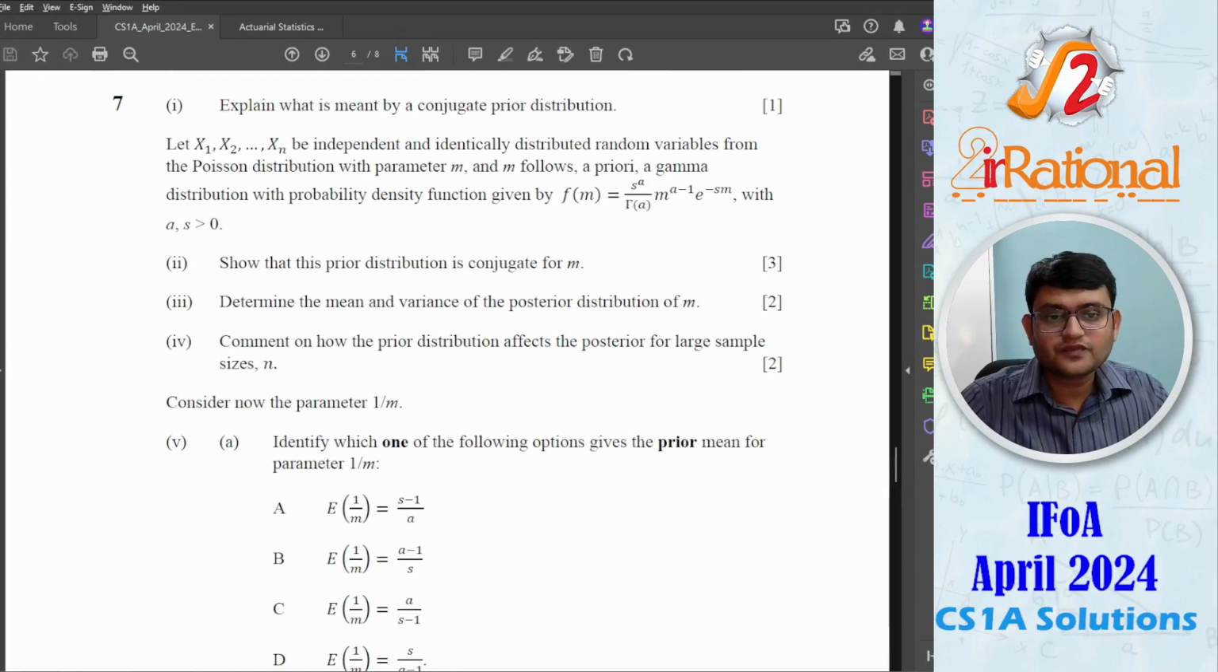Question number 7. First part, explain what is meant by conjugate prior distribution. So you just have to write the definition. Then let x1 to xn be independent and identically distributed random variables from the Poisson distribution with the parameter m, and m follows a priori a gamma distribution with a probability density function given by this. So we have a and s as our parameters. Second, show that the prior distribution is conjugate for m.